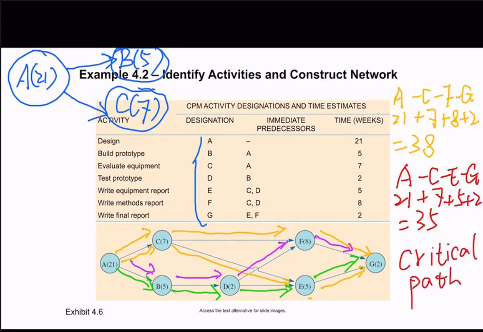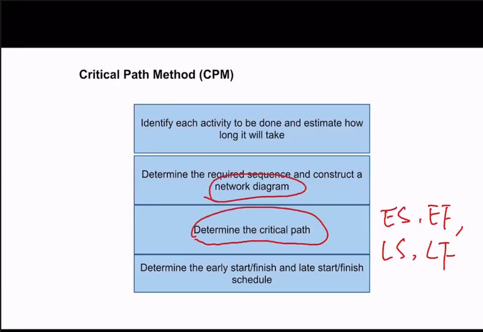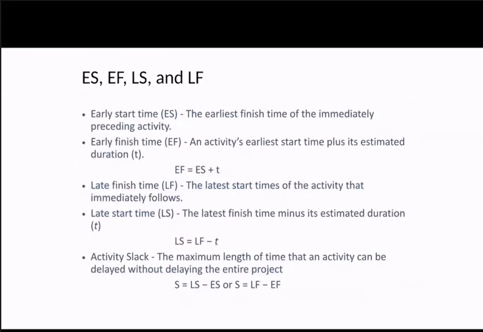Okay, so this is how we determine the critical path and how we draw the network diagram. And the next step for the CPM, you may meet another problem, which is determining these four numbers. Before we know how to determine these four numbers, we need to know what they are. What is the ES? What is EF? What is LS? And what is LF?